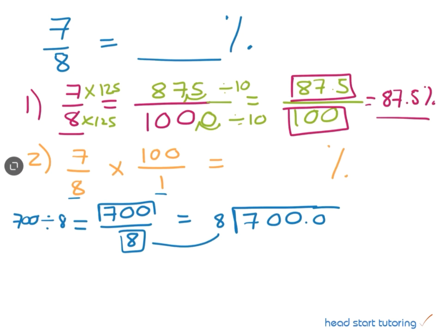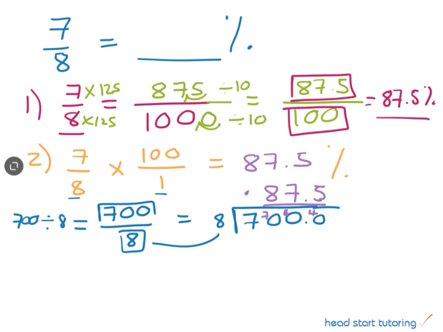Right, so 8 into 7 doesn't go. 8 into 70 fits 8 times. 8 times 8 is 64, and the difference between 64 and 70 is 6. So we carry our 6 over. 8 into 60 goes 7 times. 7 times 8 is 56. So the difference between 56 and 60 is 4. So we carry our 4 over and we bring our decimal point up, and 8 into 40 fits 5 times. So we end up with a percentage of 87.5, as you can see there.